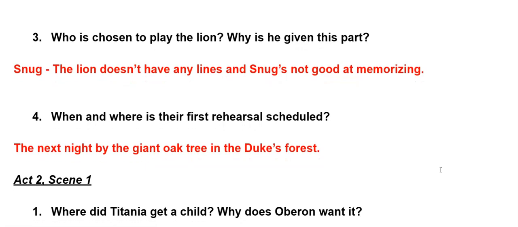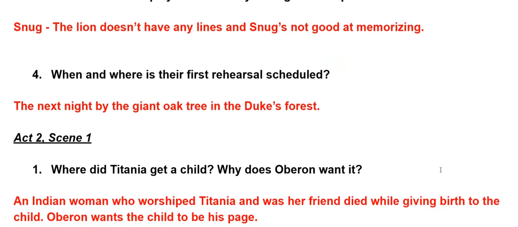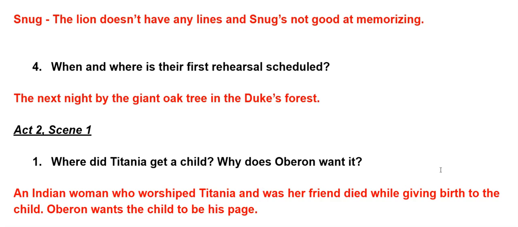Moving on to Act 2, Scene 1, this is where we are introduced to some magic in the play. Where did Titania get a child, and why does Oberon want it? Remember, Titania was best friends with a woman from India. That woman worshipped Titania and was her friend, but the woman unfortunately died giving birth to the child. And Oberon is hoping to get the child because he wants that child to be one of his pages, basically someone who works for him.